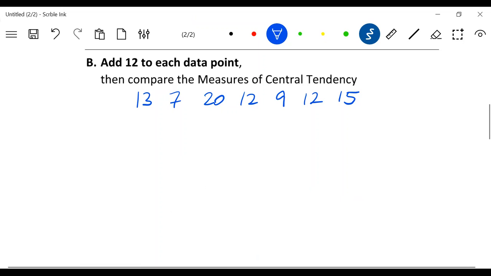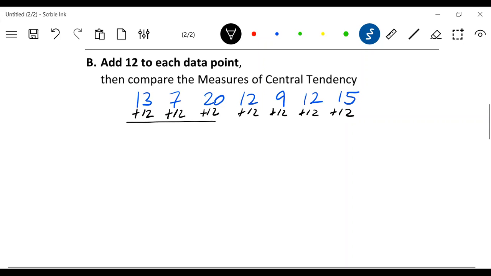Let's see what happens when we add numbers to each data point. We're going to look at the measures of central tendency after we change the data points. So in this case, we're going to add 12 to each of these. And so we get the numbers. Let me put a line underneath and rewrite them.